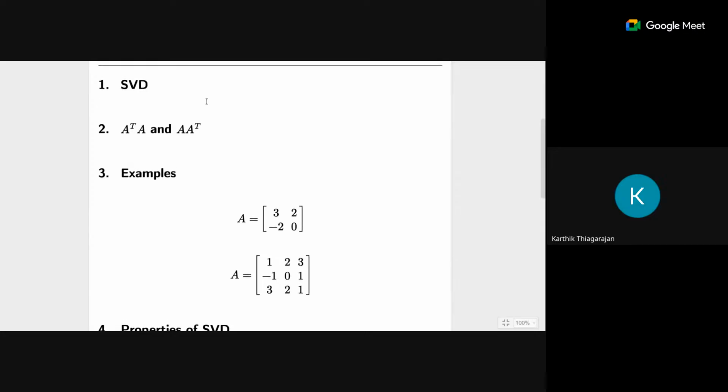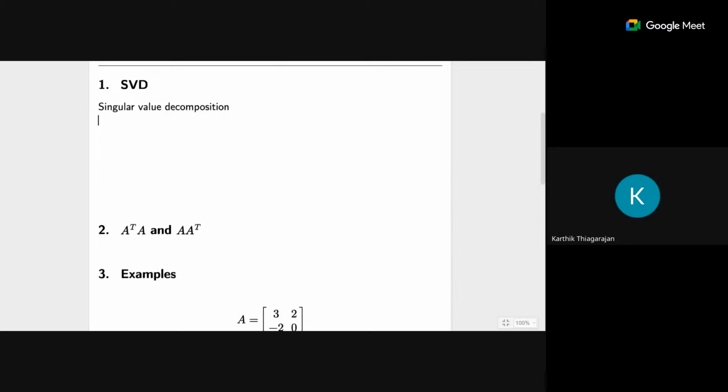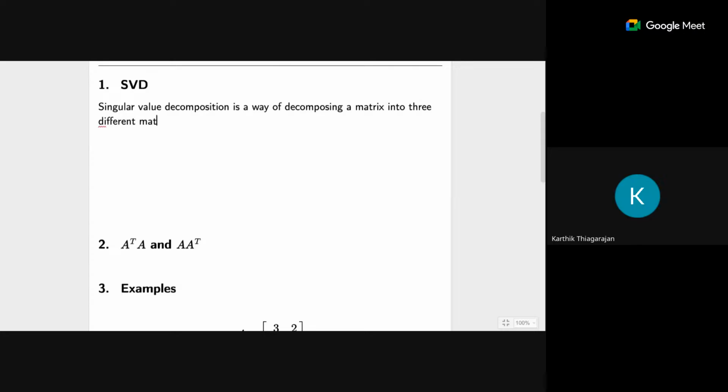Okay, so let's now start with SVD. The full form of SVD is singular value decomposition. It is a way of factoring or decomposing a matrix into, I won't say smaller matrices, but into 3 different matrices. So the first idea is that it's a matrix decomposition.